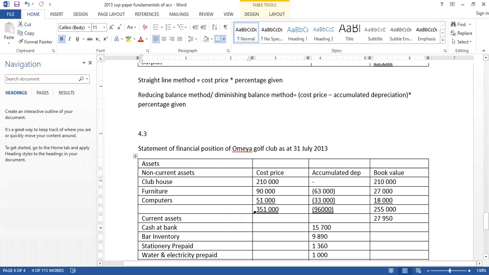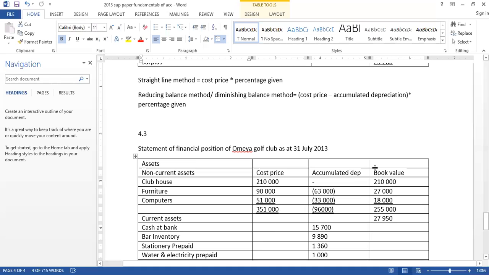So that's why we add up all our 3 columns, and then on the cost price and the accumulated depreciation columns, we draw double lines to show that these are the final amounts. There is nothing to be added again to these amounts. Do you understand? The double lines in accounting simply mean that that is the last amount. There is nothing else to be added to that amount. That's the meaning of the double lines.